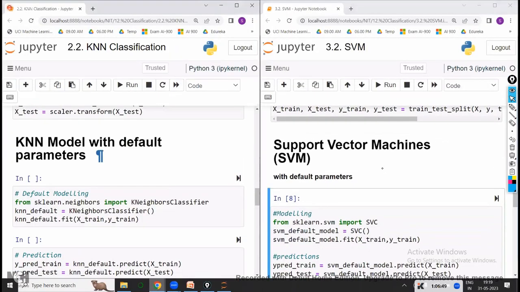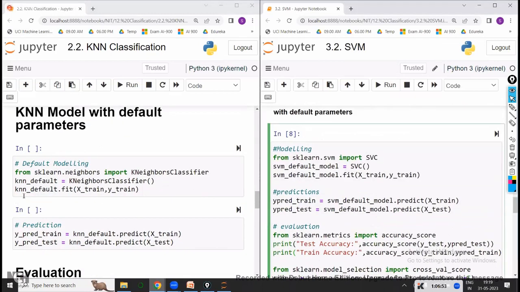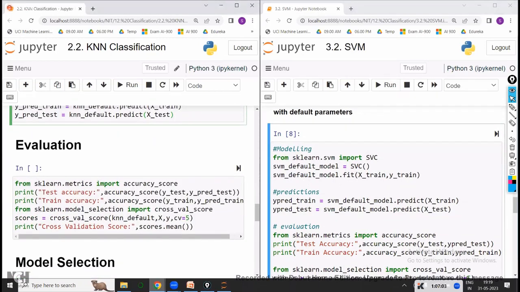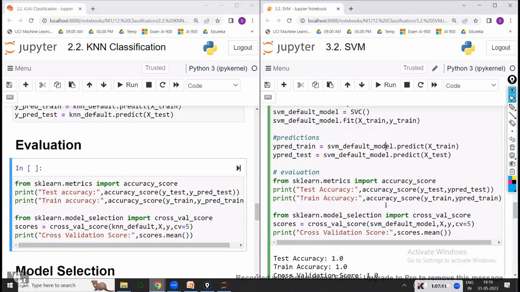So here, first KNN with default parameters, 3 lines of code. SVM with default parameters is also 3 lines of code. Prediction, 2 lines of code. Prediction, 2 lines of code. Evaluation, first you have calculated train accuracy, test accuracy, followed by CV. How many lines of code have you written in this particular cell? Total 6 lines. 3 lines, 3 lines, 6 lines.